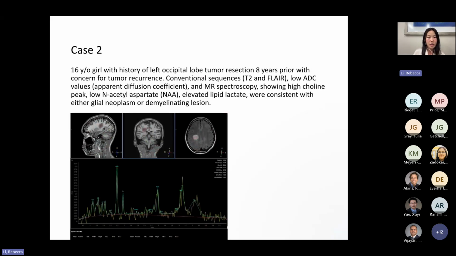In this second case, there was a 16-year-old girl with a history of a tumor from 8 years ago, and she had presented to the ER with sudden left-sided weakness. The conventional scans, such as T2 and FLAIR, as well as ADC, which is a measure of diffusivity, and MR spectroscopy, revealed findings that could either be consistent with an atypical glioma or a demyelinating lesion.